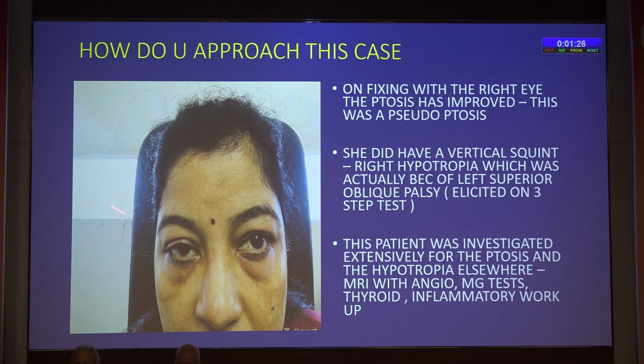Now, on fixing with the right eye, she definitely had a pseudoptosis because the ptosis improved. And on three-stepping, we found that she actually had a left superior oblique palsy. The patient, before she came to me, was extensively investigated for this ptosis and the hypotropia with MRI and an MG test, thyroid workup, inflammatory workup, and all of that.